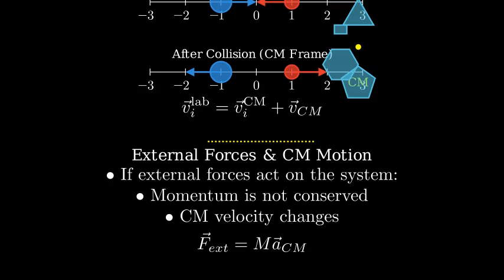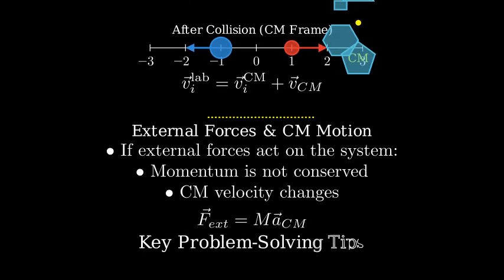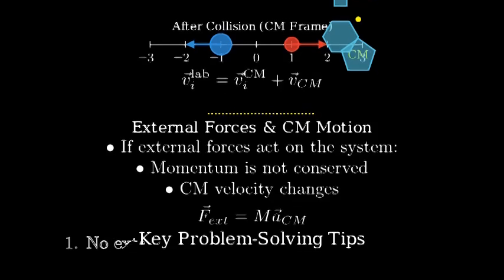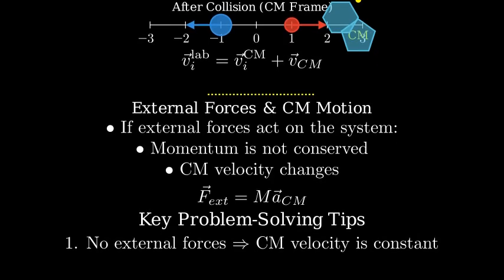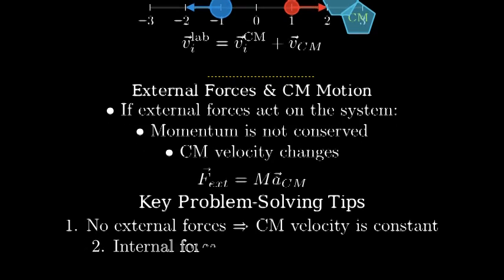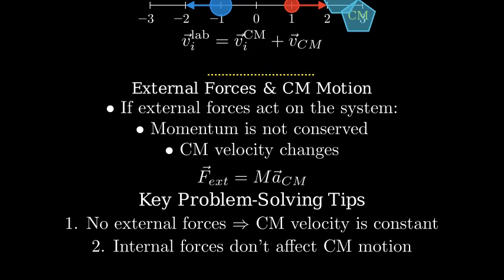Let me summarize the key ideas and problem-solving tips for using center of mass in collision problems. First, if there are no external forces, the velocity of the center of mass is constant. Second, internal forces don't matter for the motion of the center of mass. They can change individual object velocities, but not the CM velocity. Third, transforming to the CM frame often simplifies collision problems because the total momentum is 0 in that frame.